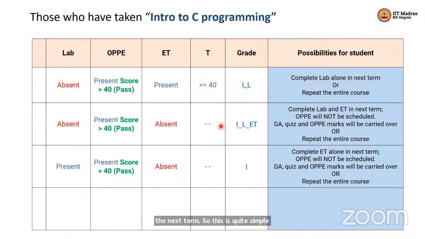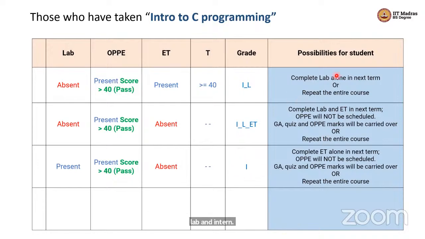In the second and third cases, you are not getting the score because you have not attended the end term. Again, there's a difference between these two. Here you have not even attended the lab, but in this case you have attended the lab. So in these two, you can see that the grade will be different. Here it is incomplete lab and end term. Here it is only incomplete end term.